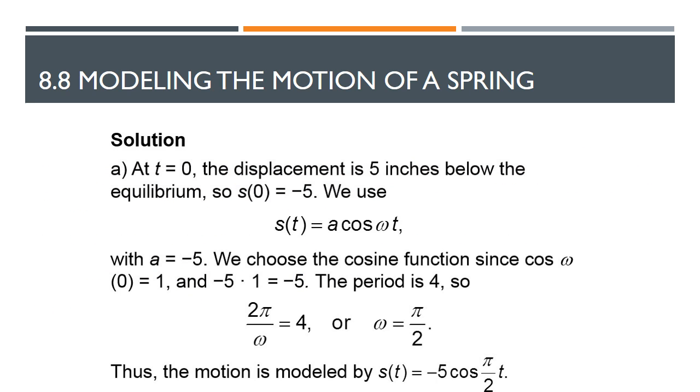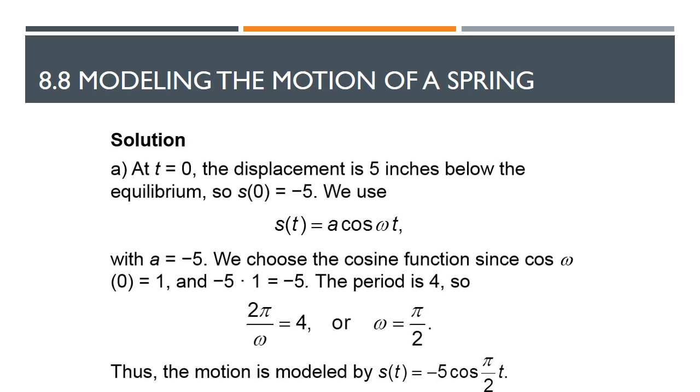So when we start, the displacement is 5 inches below the equilibrium. In other words, we have pulled it down by 5. So S of 0 is -5, so our A is going to be -5. We're going to use cosine because we are not starting at 0. We're not starting at rest. We're starting below it, so we're going to use cosine.